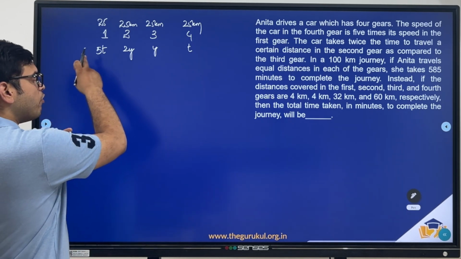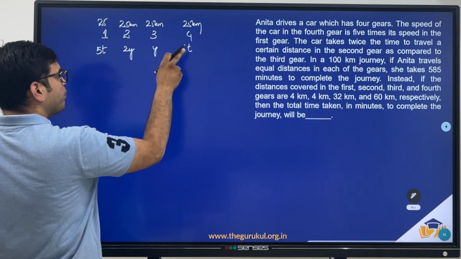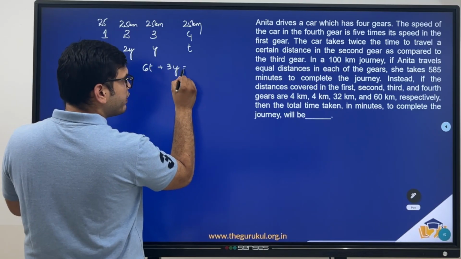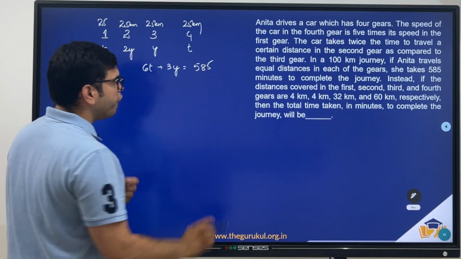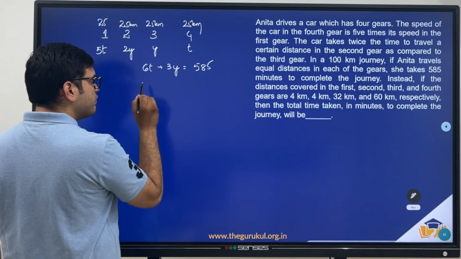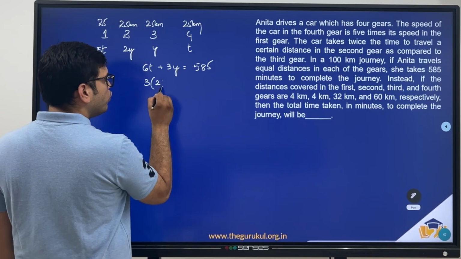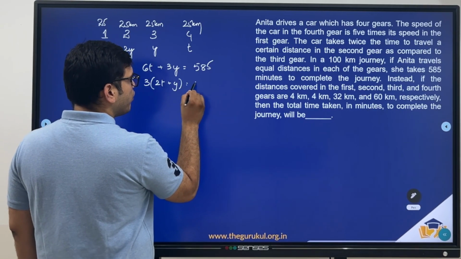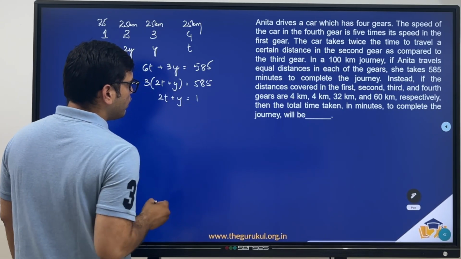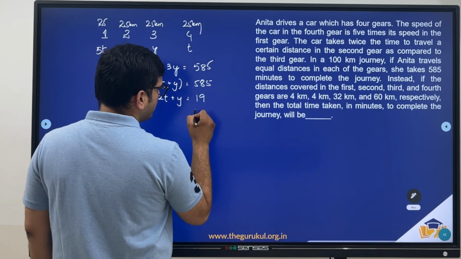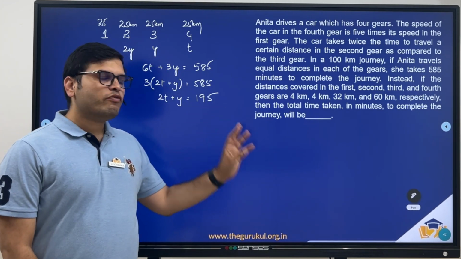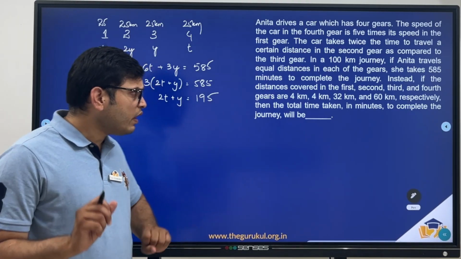585 minutes. So the sum of all these should be 585: 5t plus t, 6t, plus 2y plus y, 3y, is equal to 585 minutes, right? So I can take 3 common: 6t plus 3y is 3 into 2t plus y, equal to 585, or 2t plus y is equal to 585 by 3, which is 195. So from this we have 2t plus y is equal to 195, right?